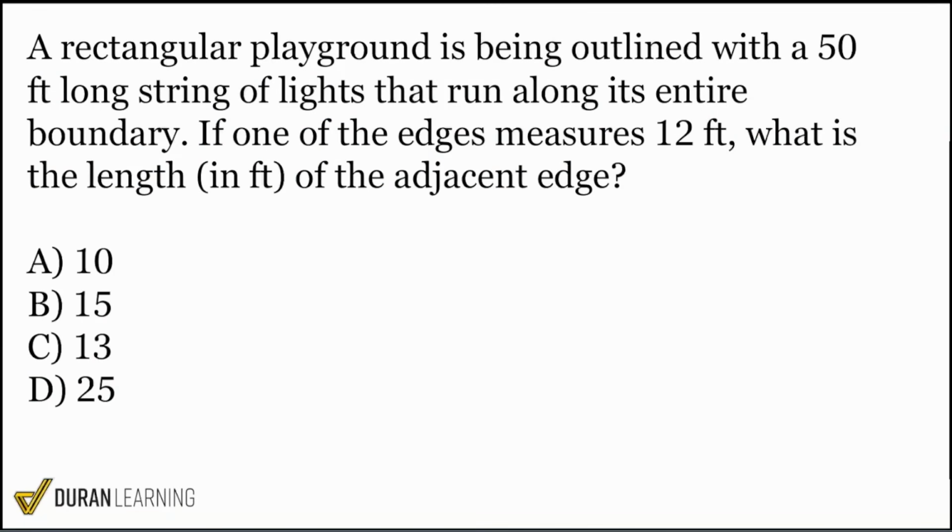So the first thing, as always, that we want to do is read the question sentence. Right here, if one of the edges measures 12 feet, that's just conditional information. They're giving you information here. But it says, what is the length in feet of the adjacent edge? Sure, we're looking for length, but I'm already curious about what the side might be. Because if we're asking for the length and one of the other edges measures 12 feet, I might just go ahead and call that the width.